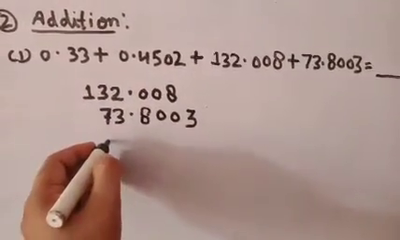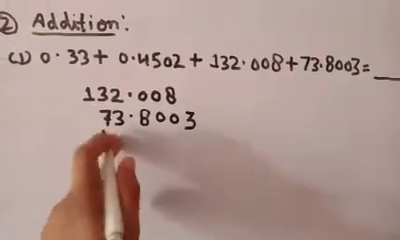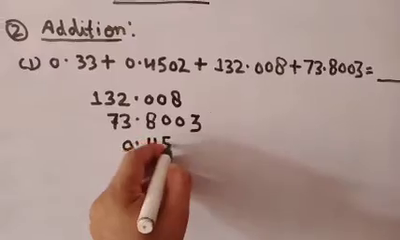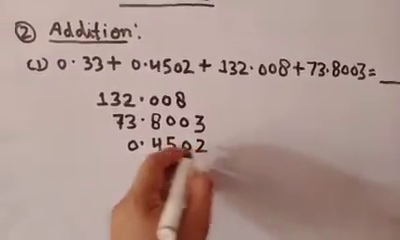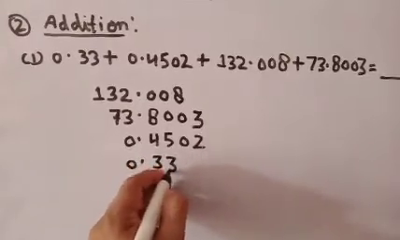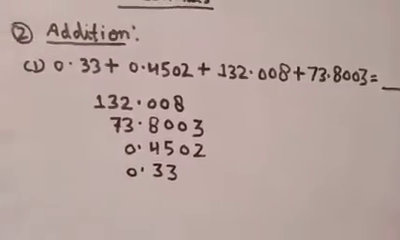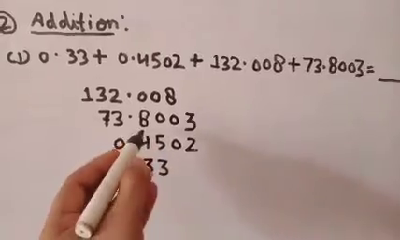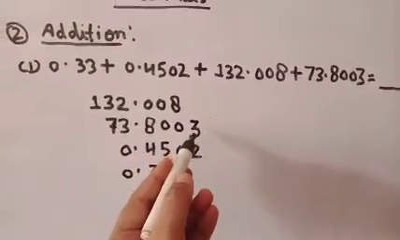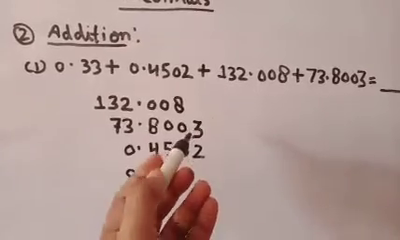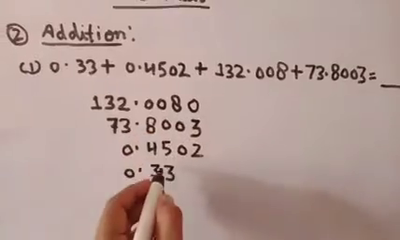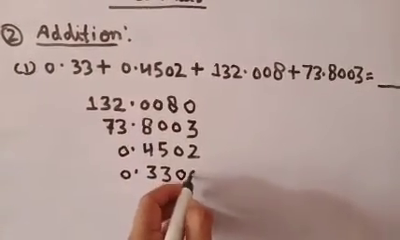Now the next is 0.4502 and the last number is 0.33. Now convert all the decimal numbers into like decimals. The maximum places in decimal is 1 2 3 4. Convert all the decimal places into 4 digits, 1 2 3 4, 1 2 3 4.